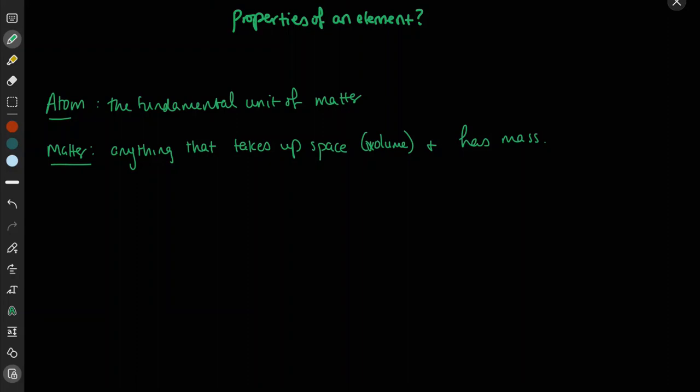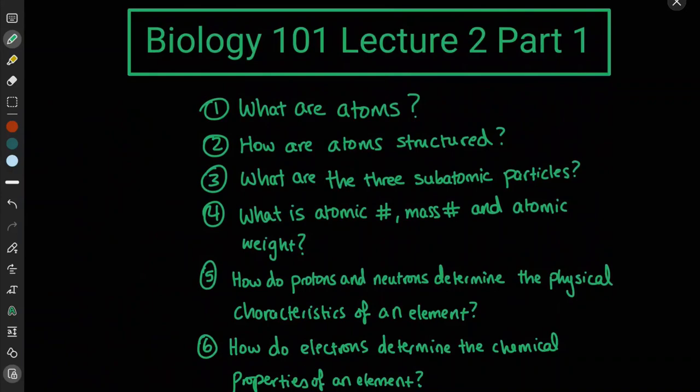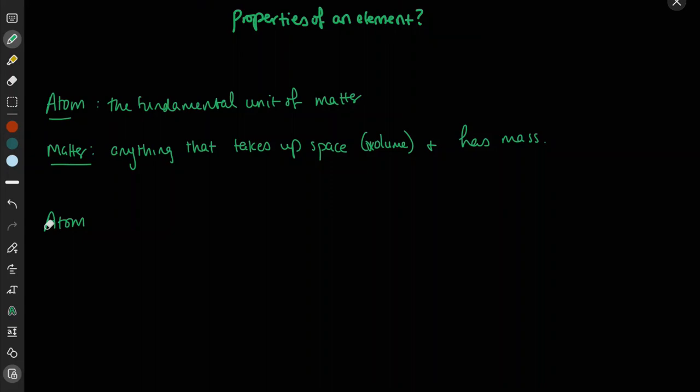Okay, so if atoms are the fundamental unit of matter, the second question is, how are the atoms structured? Let's talk about that. The atom is made up of two main parts. So what are they? Number one is the nucleus.